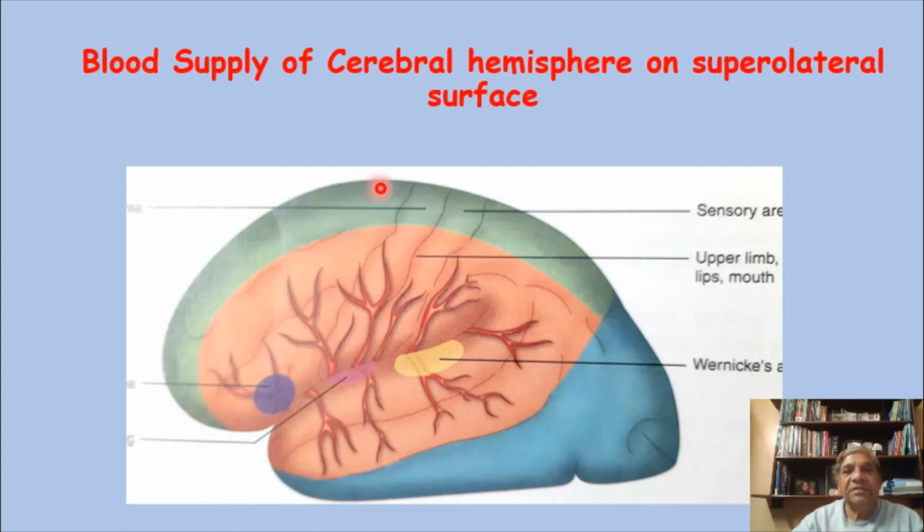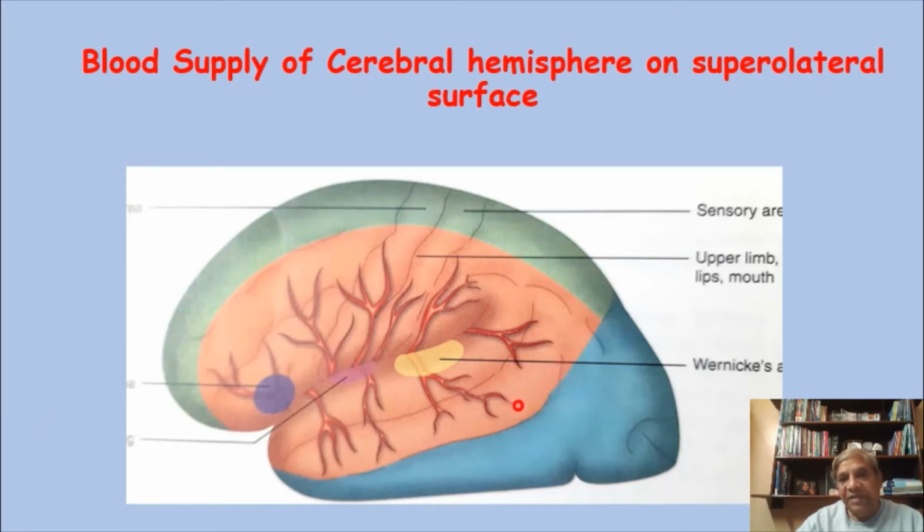This area in this color here, which is shown near the superior border, is supplied by the anterior cerebral artery, and all this area here extending from the temporal pole right up to the occipital pole, the whole area of the occipital lobe on the superolateral surface, is supplied by the posterior cerebral artery. And the central part, which is adjacent to the posterior ramus of the lateral sulcus, is supplied by the middle cerebral artery.